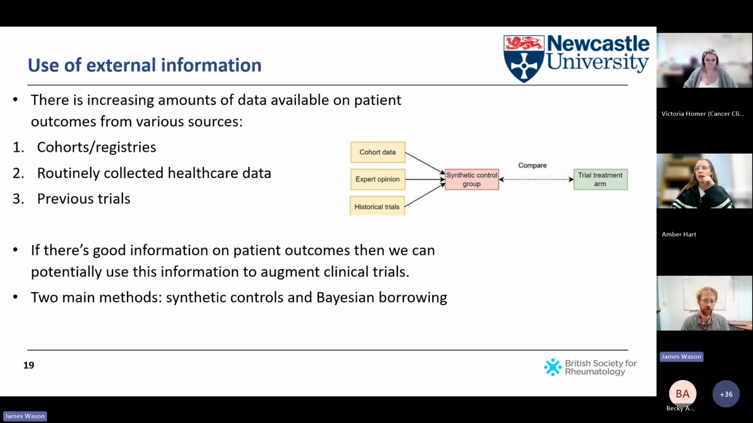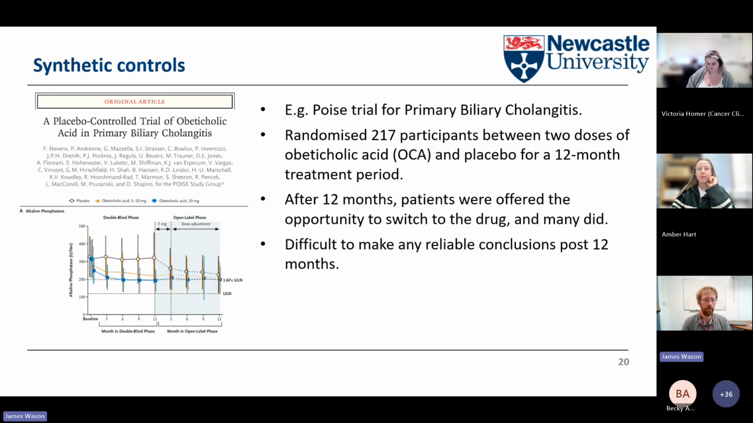So instead of doing a randomized trial, we can do a trial where everyone in the trial is treated, and we're comparing as best as possible, to reduce the bias, to untreated participants from other data sources. There are two main methods that we could use, and I'm going to cover an example where we use the synthetic control approach, but Bayesian borrowing is another approach that could be used. But the example of the synthetic control approach is actually also from PBC, but quite a different setting.